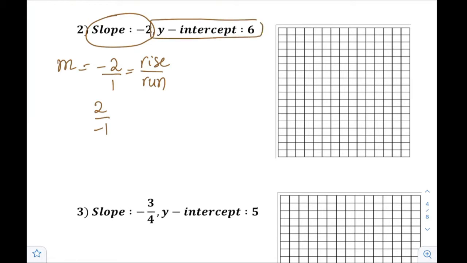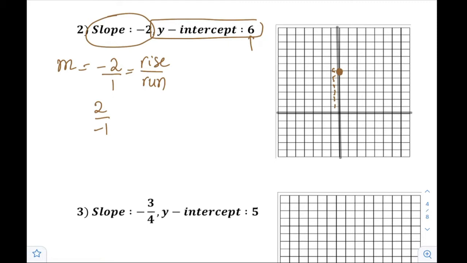Y-intercept is the starting point. So we will graph our coordinate plane also. We will determine the x-axis and the y-axis. Okay, so our point starts with 6 on the y-axis. 1, 2, 3, 4, 5, 6. So this is I start with here. My starting point, y-intercept 6. It's 6 or 0, 6.